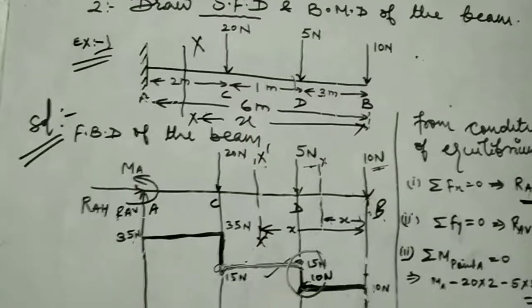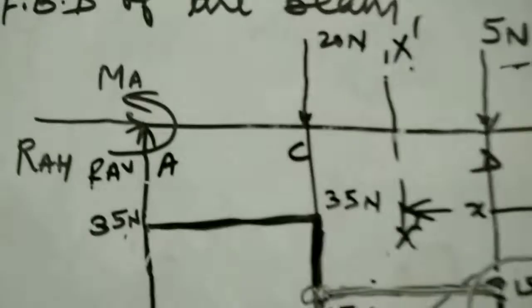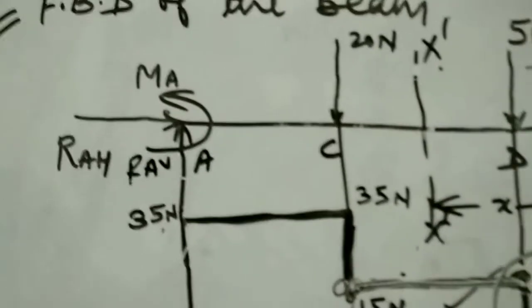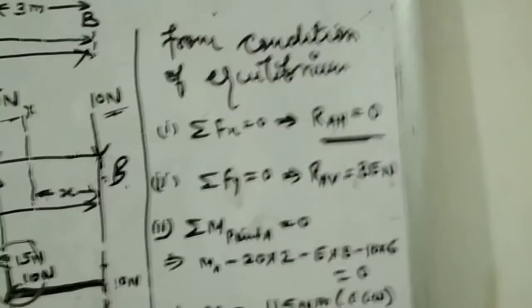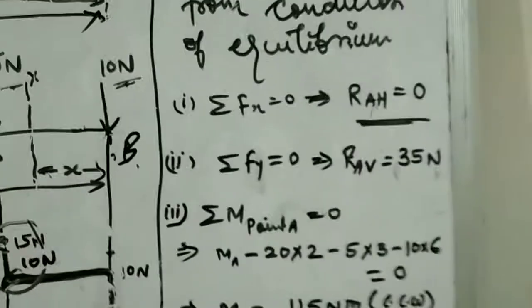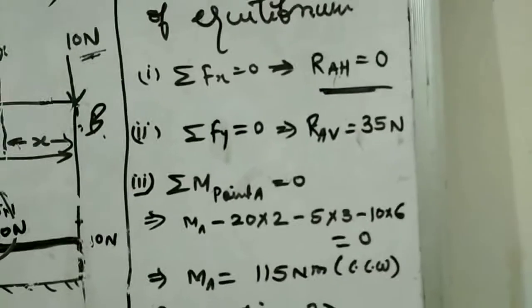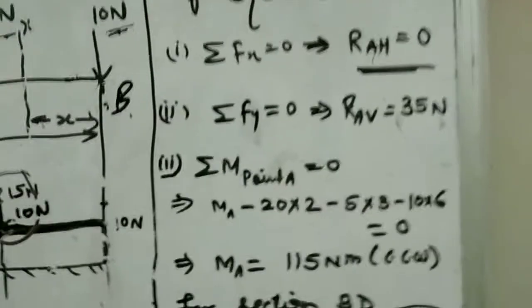So first, in the cantilever beam, the point A has the fixed support, so there is a reaction force in the vertical direction, in the horizontal direction, as well as the reactive moment MA acting in the counterclockwise direction. So we'll find out the value of RAH by using the condition summation of Fx equal to 0, then the value of RAV by using the summation of forces in y direction is 0, and the value of MA, that is 115 Newton meter counterclockwise, by using the condition of equilibrium, that is the summation of moment about any point is 0.